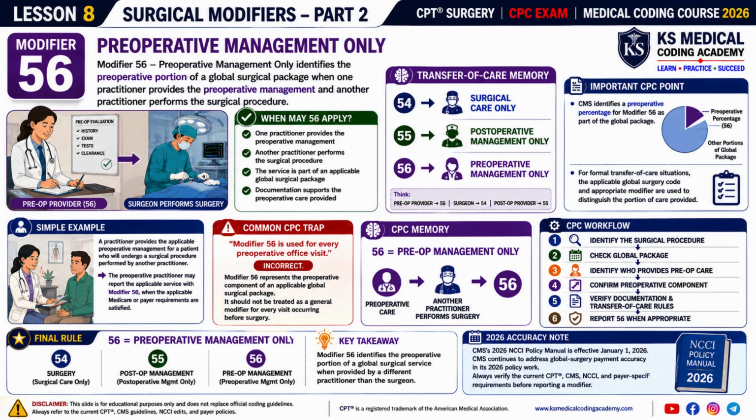Your CPC workflow is: identify the surgical procedure. Right pointing arrow. Check the global package. Right pointing arrow. Identify who provides preoperative care. Right pointing arrow. Confirm the preoperative component. Right pointing arrow. Verify documentation. Right pointing arrow. Report 56 when appropriate. Remember, 56 equals preoperative management only. For 2026 coding, always verify the current CPT, CMS Global Surgery Guidance, NCCI policies, and payer-specific requirements. The key distinction is simple: 54 equals surgery, 55 equals postop, 56 equals preop.